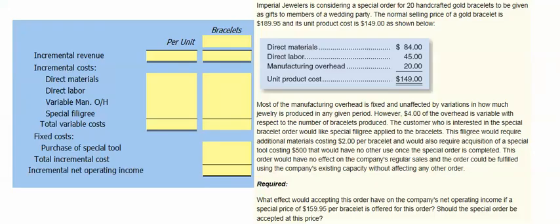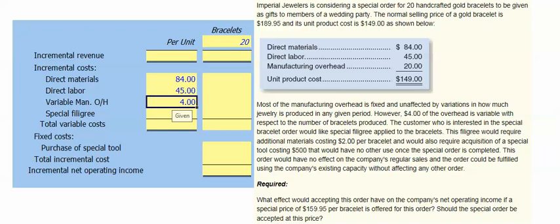Let's consider another example. Imperial Jewelers is considering a special order for 20 handcrafted gold bracelets to be given as gifts to members of a wedding party. The normal selling price of a gold bracelet is $189.95, and its unit product cost is $149 as shown below. Notice we've got $84 in direct material cost, $45 for direct labor, and our manufacturing overhead is $20 per unit. But most of the manufacturing overhead is fixed and unaffected by variations in how much jewelry is produced in any given period. However, $4 of the overhead is variable with respect to the number of bracelets produced.